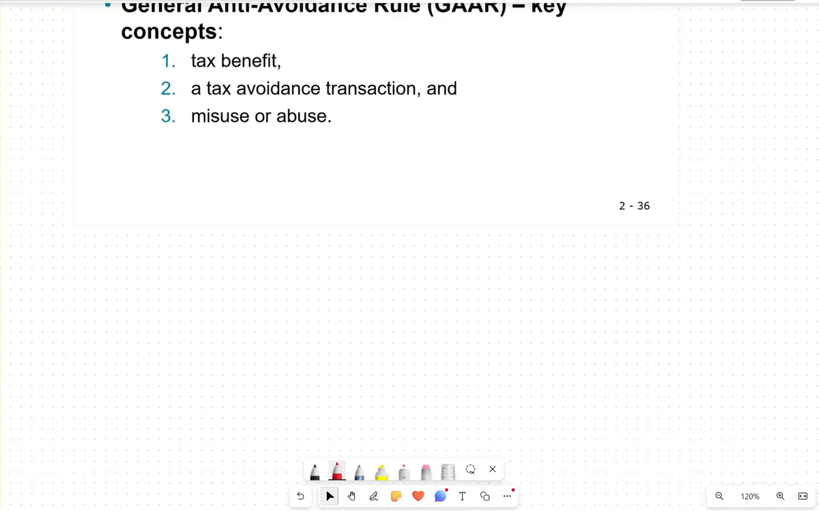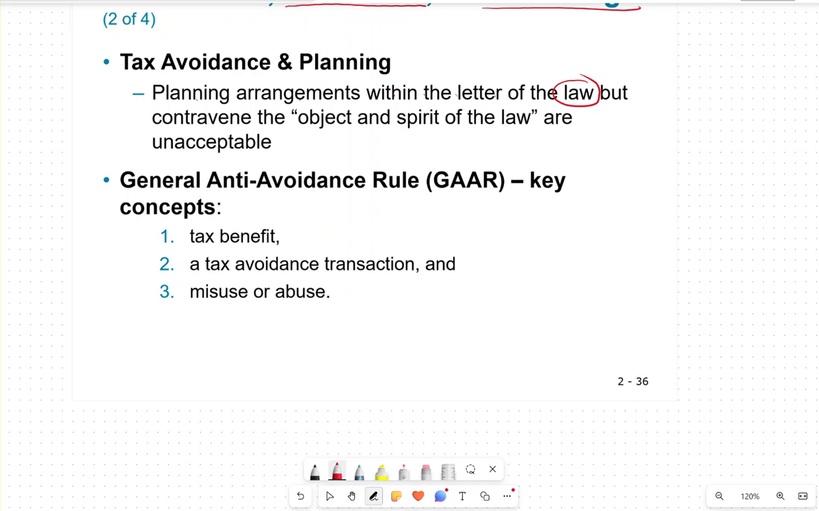The other part I wanted to mention is the general anti-avoidance rule. The concept is, if you have any tax benefit from an avoidance transaction, you need to add it to your return and you're going to pay taxes, or you can misuse or abuse the Income Tax Act. We call it a loophole. Sometimes there's a loophole, and if everybody starts taking advantage of it, the government comes around to close it. They're going to create another rule or law to close that loophole.